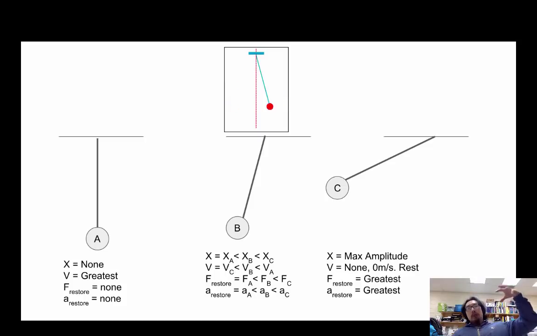Okay, and last but not least, we have position C. Position C is where we first start off. We pull it all the way back, and so at that point, we have the maximum amplitude. At that point, we have no velocity, because there is no kinetic energy. We have the greatest restorative force because that pendulum doesn't like being pulled back. It wants to be at position A, but it's not at position A. And so the restorative force wants to do everything that it can to pull it back to position A.